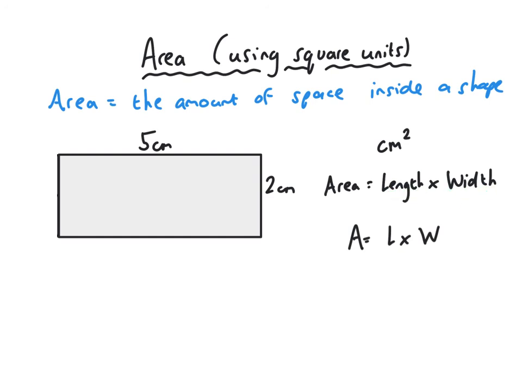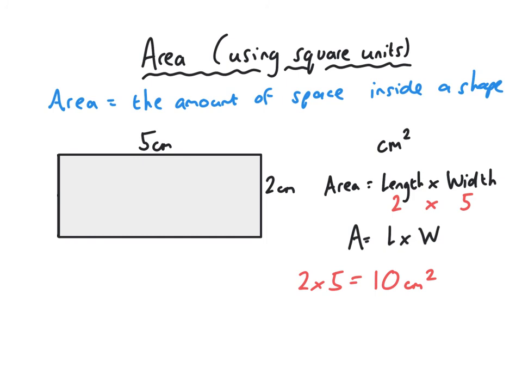So to find the area of this shape, we've got to multiply the length, which is 2, by the width, which is 5. So the area of my rectangle is 10. It's 2 times 5. So 2 times 5 gives me 10 centimetres squared. That means that I could fit 10 square centimetres inside this shape.